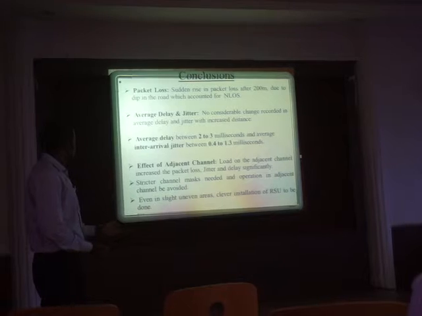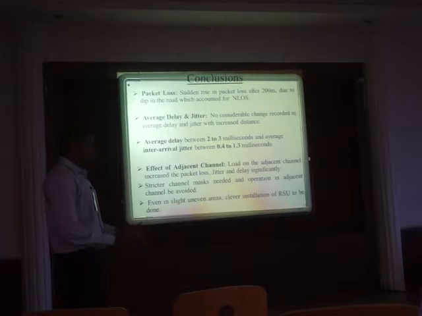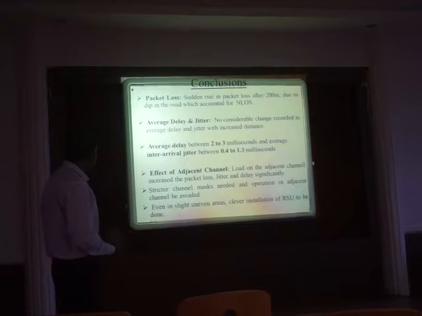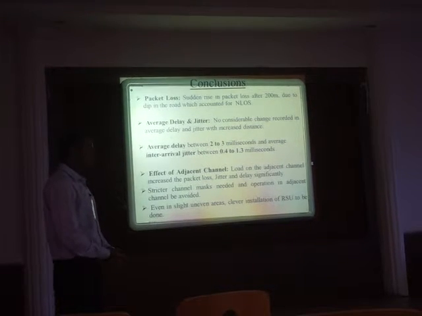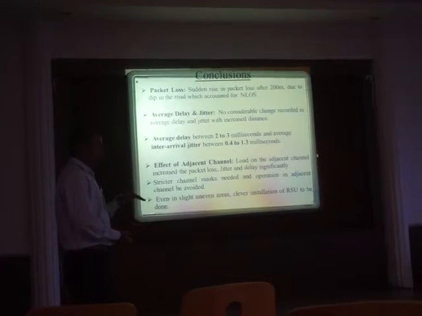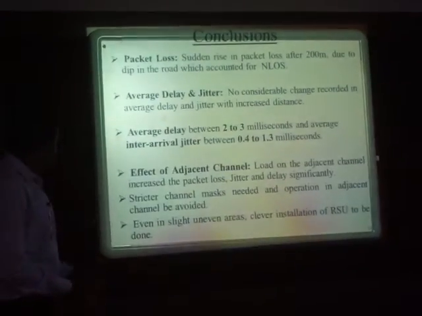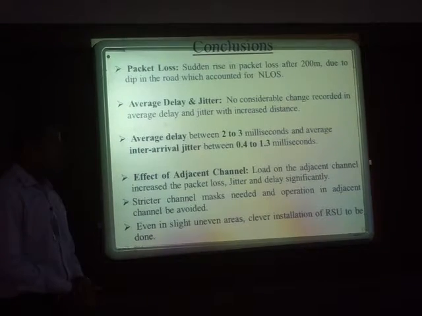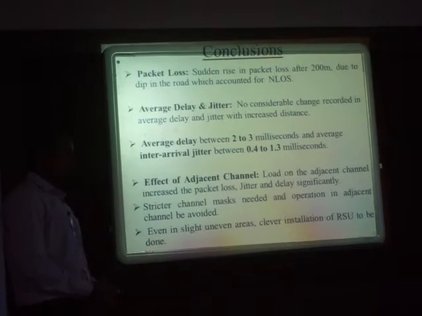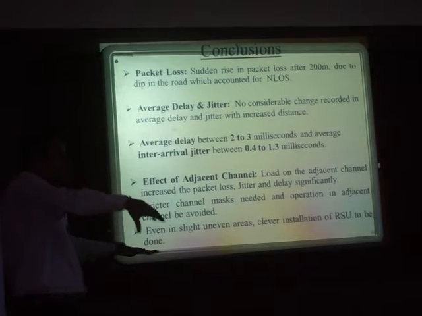A stricter channel mask needs to be applied for controlling the power in the bands, or we can control the power in the adjacent channel. We can keep it low so that the loss created by this adjacent channel interference can be reduced. Level installation of the RSU can also be done in such areas where the land is uneven. We can put the RSU at places where the dip starts, such that it is visible to all of the vehicles inside the dip.